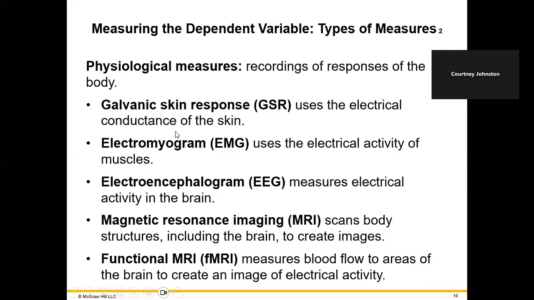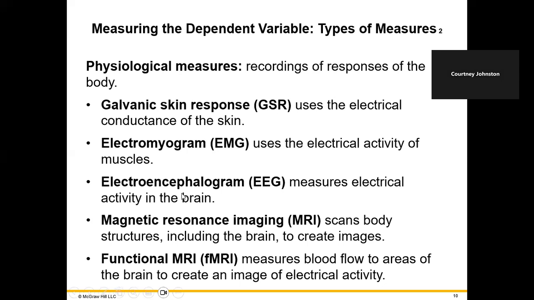Now, what you commonly will see, again, we see these types of experiments done, but you'll also see ones with physiological measures that are going to be a little bit more complex. And these are going to be recordings of responses of the body. So you might have the galvanic skin response, which uses the electrical conductance of the skin, and EMG, electrical activities of the muscles, EEG, activity in the brain, MRI, scanning body structures, including the brain, to create images, and fMRI, measuring blood flow to areas of the brain to create an image of electrical activity.